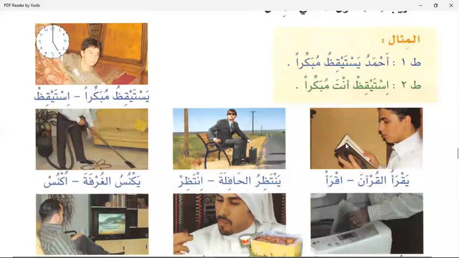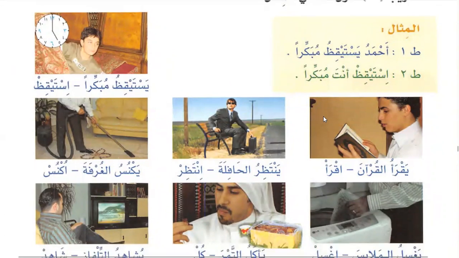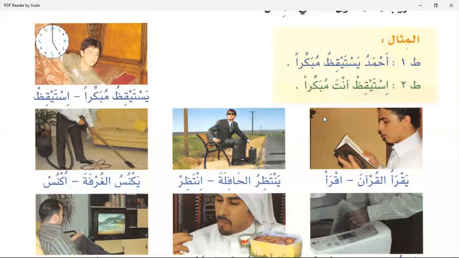Okay. Who wants to read it? Raise your hand. Ahmad yastaykizu mubakkiran. Ahmad wakes up early. Istaykiz anta mubakkiran. You wake up early. So yastaykizu means he wakes up. Istaykiz means we are ordering the next person to wake up. So who wants to read? Raise your hand. There are 8 students and only one has raised her hand. Okay, Miss Satya, you are first and Miss Serena, you are the second student.